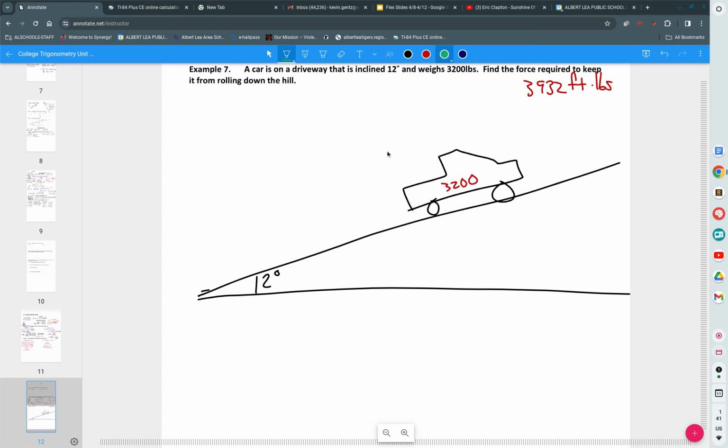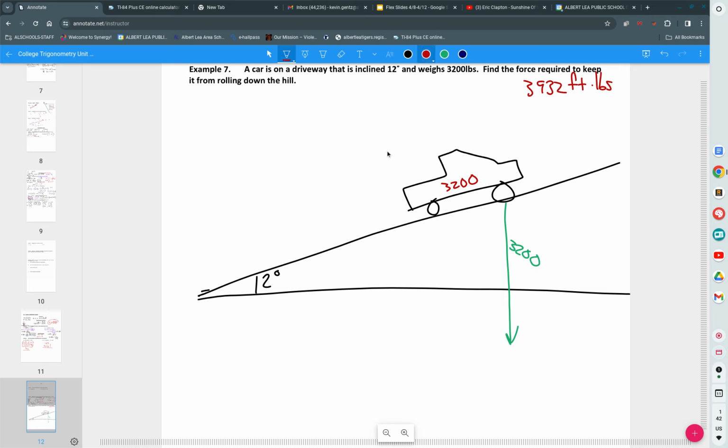So what we know in this situation is that the force directed to the center of the Earth is none other than 3,200 pounds. That is the weight of the vehicle. Now the fact is that the incline is not feeling all of that weight. If the incline was flat, then it would be 3,200 pounds. But if the incline is like this, then it isn't feeling any of those 3,200 pounds.